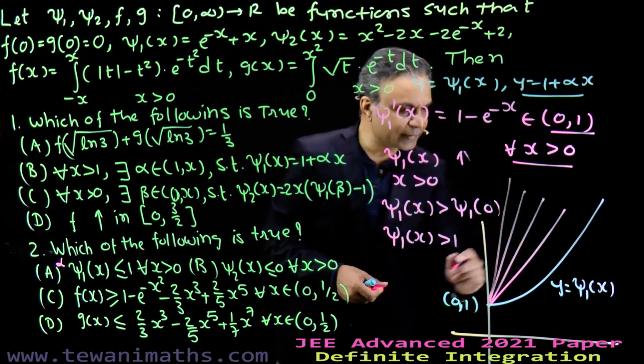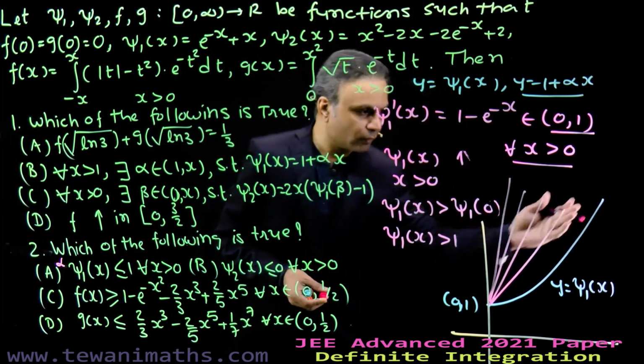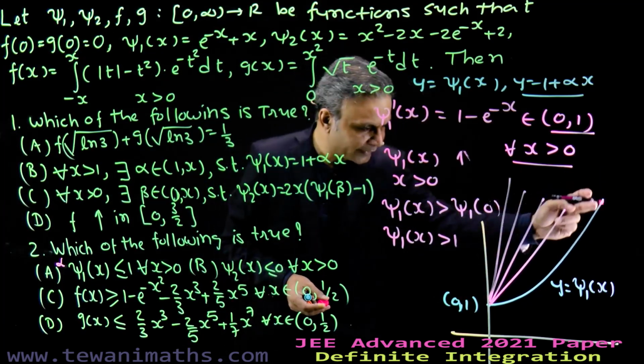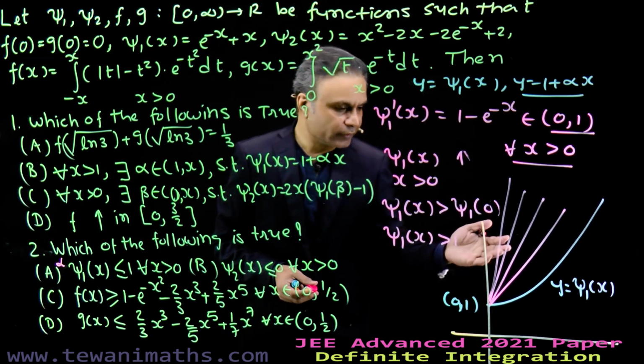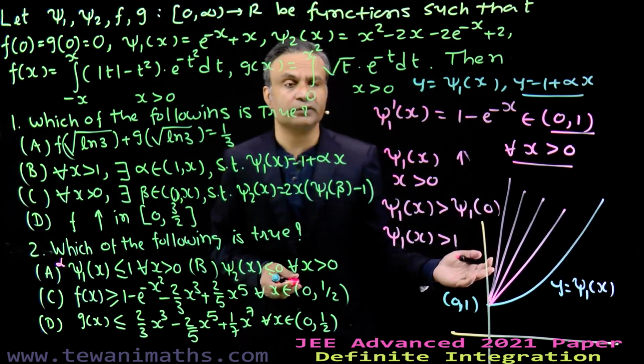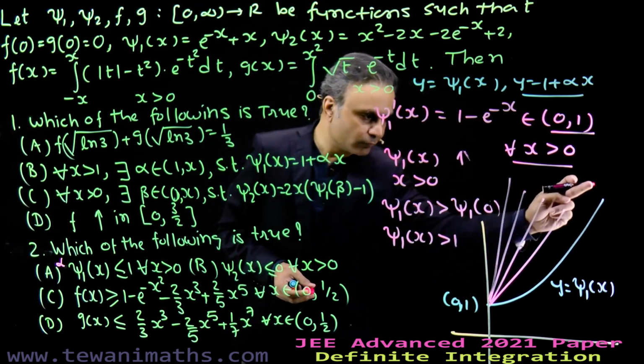And definitely these lines will lie above this graph, because at any point on the graph the slope of the tangent will be less than 1. And these lines have slope more than 1, so definitely these lines will lie above this graph.